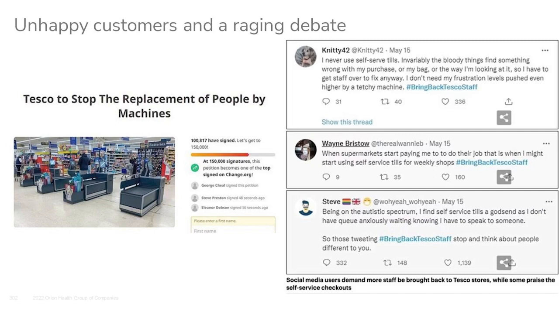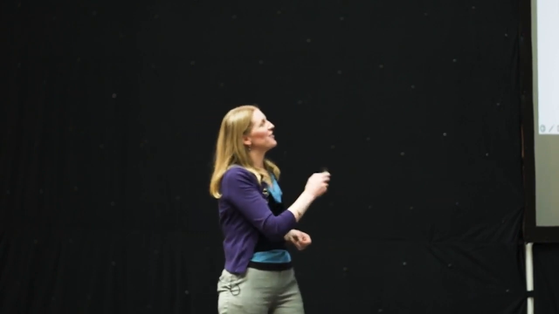And I went into a Tesco the other day and I was quite happy to use the self-checkout because I only wanted to buy some innocent smoothies. It's the one thing that I really love that I can't get in New Zealand, so whenever I come back to the UK, I just go and buy one. Anyway, there's this massive raging debate on Twitter. People love them or people hate them.